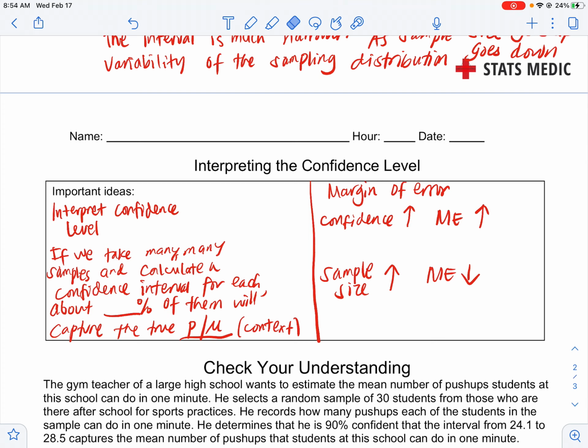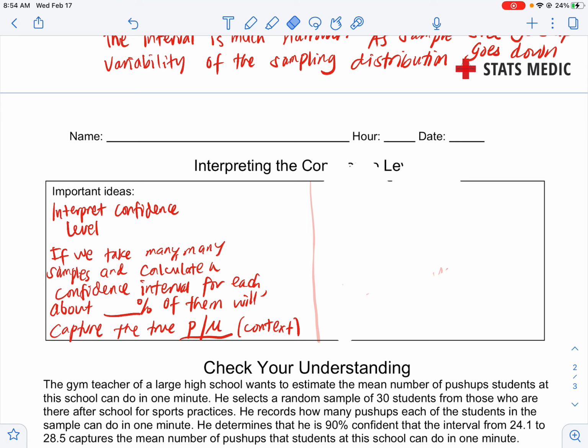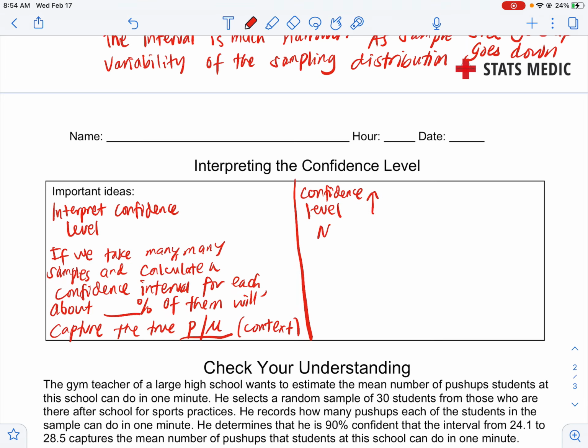Oh, I don't have a space. Hold on. Let's put these closer. Confidence level up, ME up. Sample size up, ME down.